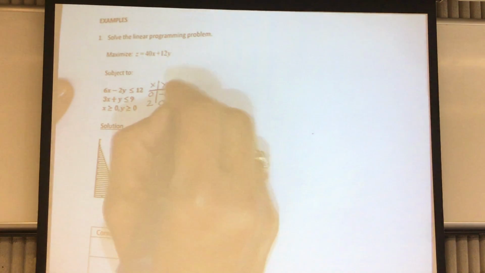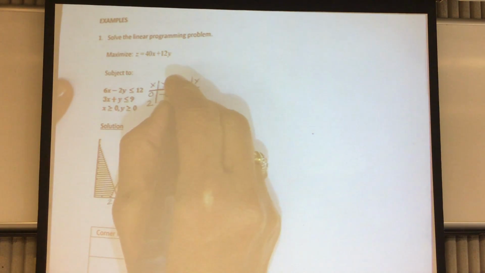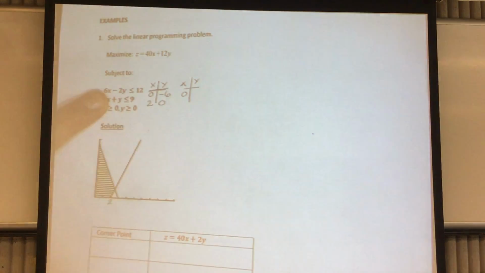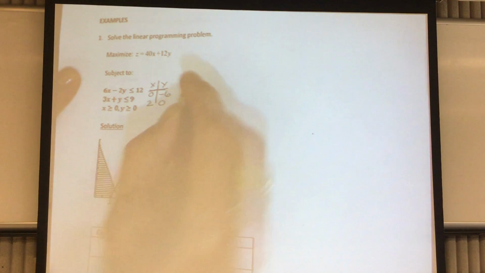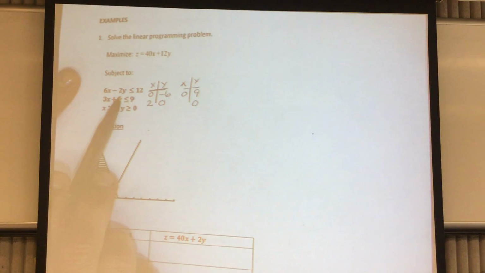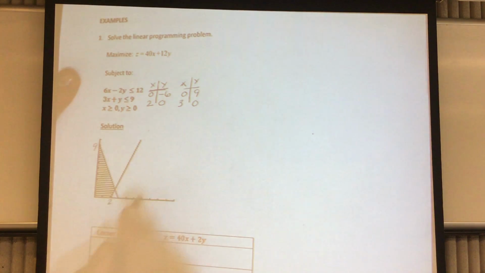Now the second inequality, we do the same thing. Let's substitute 0 into the x. And then we have y is equal to 9. And then we substitute 0 into the y. And then you have 9 divided by 3, which is 3. So here you have 0, 9, and 3, 0 is there.